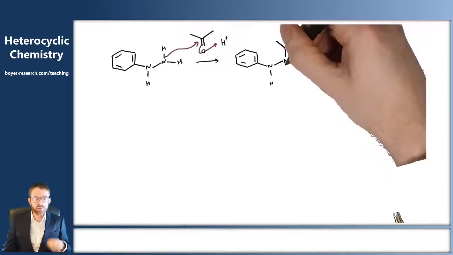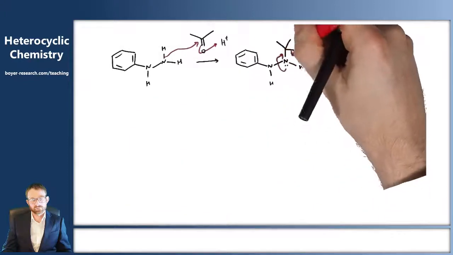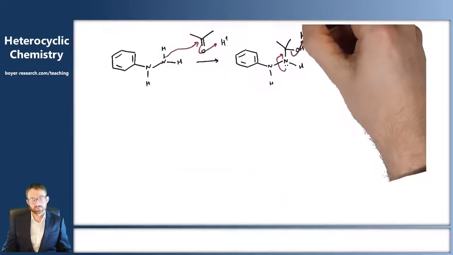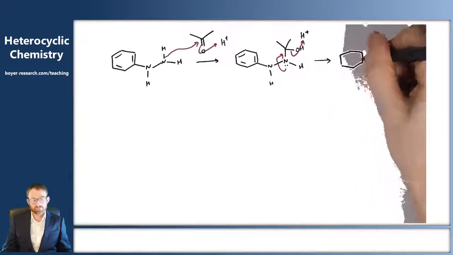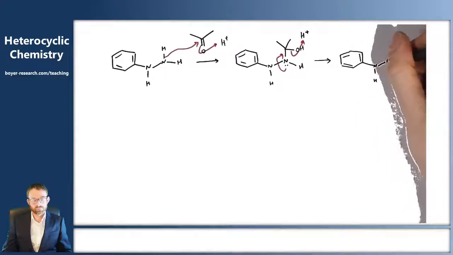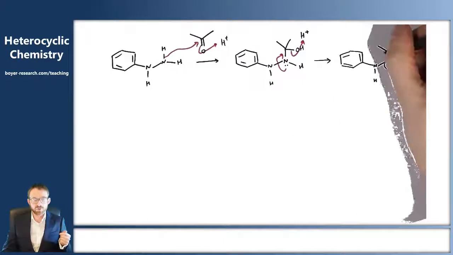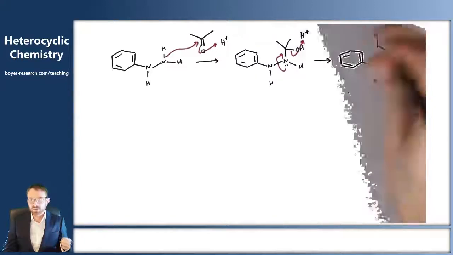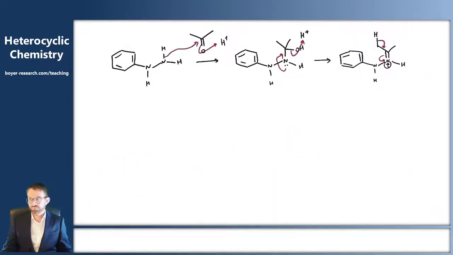So it goes down, it breaks the carbon-oxygen bond, and then we neutralise that positive charge by losing a hydrogen. It's important to note that this is a symmetrical substrate, so it doesn't matter which hydrogen we lose, but if it's a non-symmetrical substrate, this can lead to selectivity issues.